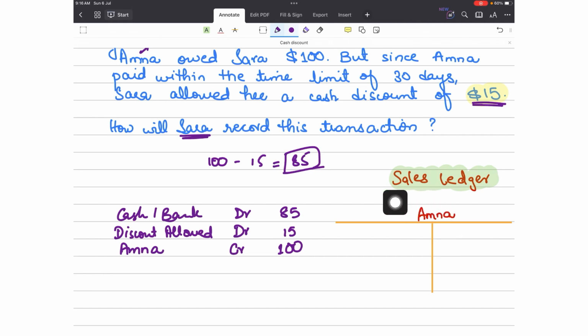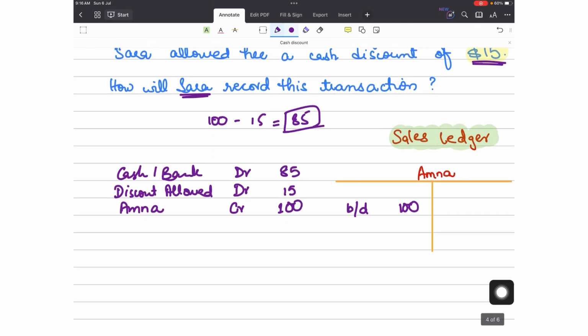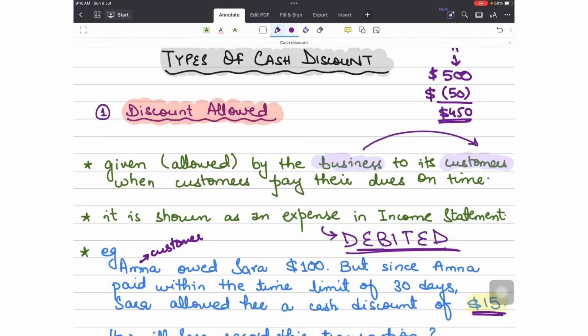So if I make Amna's account in Sarah's sales ledger, in the sales ledger we keep all the customers' accounts, right? So in the beginning she owed me $100, but since she made the payment within 30 days, she got a further discount of $15. So how will that be reflected in Amna's account? See, I am crediting Amna over here by what values? By these two values to close off her account. So she paid me, for instance, through bank $85, and I allowed her a discount of $15. Now her account is balanced. She doesn't owe me anything else.